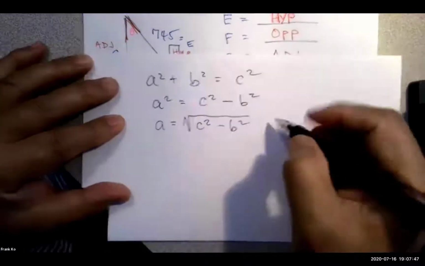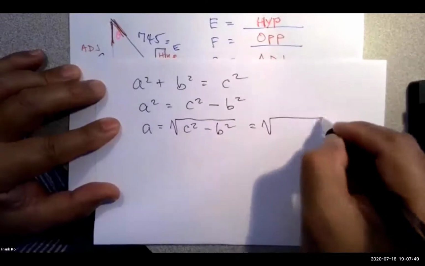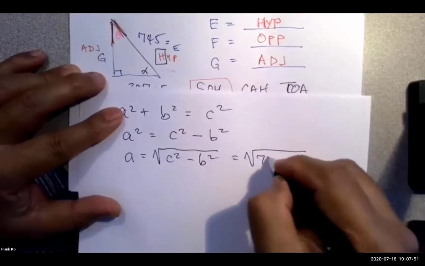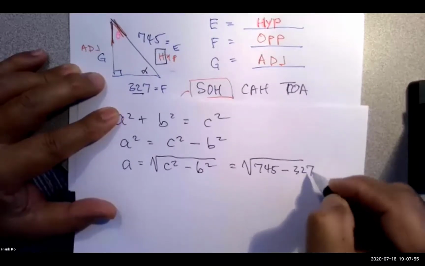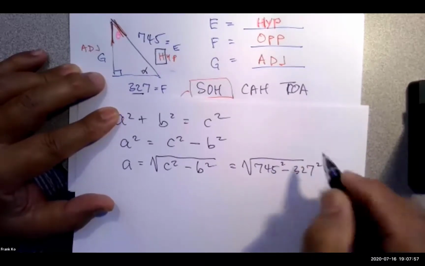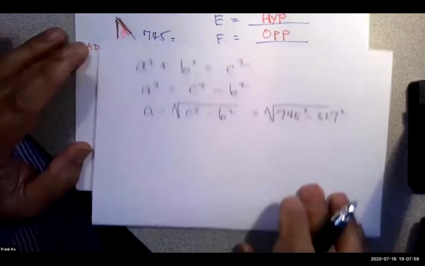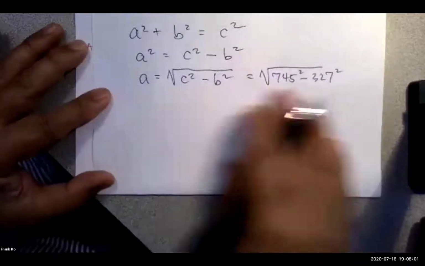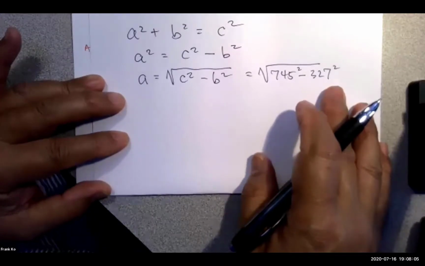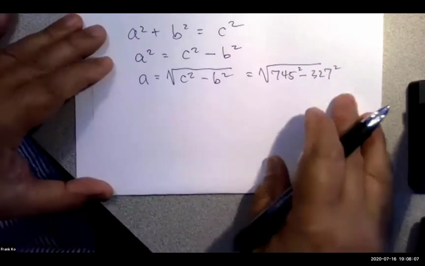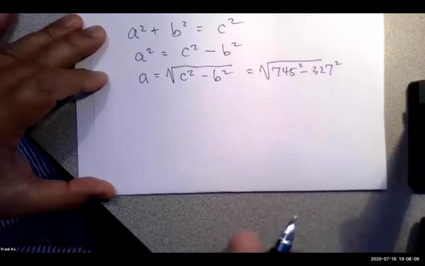That being said, this is equal to the square root of 745 minus 327, and each of these are going to be squared. So how do I key in the keystroke sequence for this particular one? Question goes to Tony. Can you call out the keystroke sequence for this?